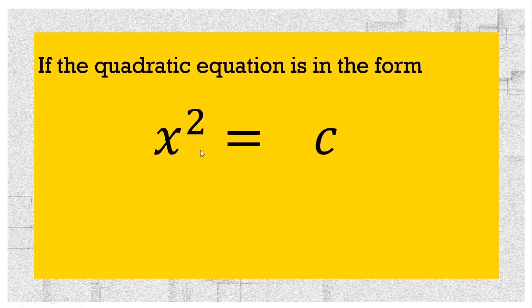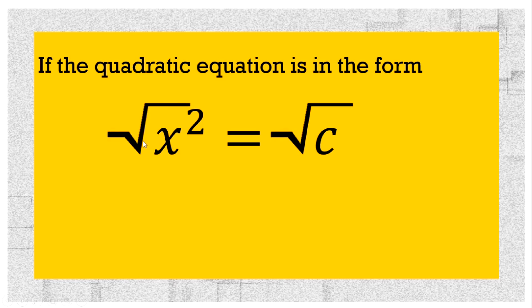Okay, again we have x squared equals c. In solving a quadratic equation, our goal is to find the values of x. So in this case, to easily find the values of x, we should eliminate the exponent 2. And for us to do that, we have to take the square root of both sides.